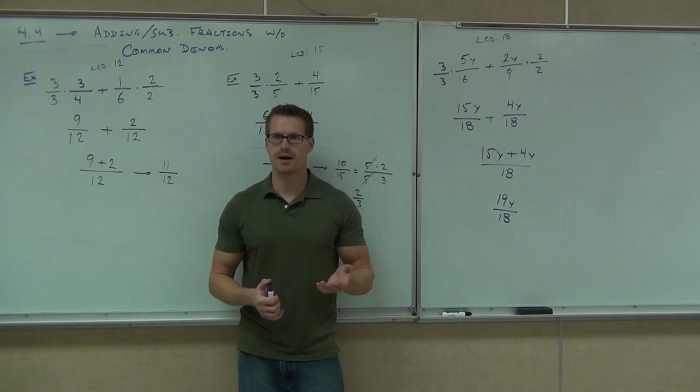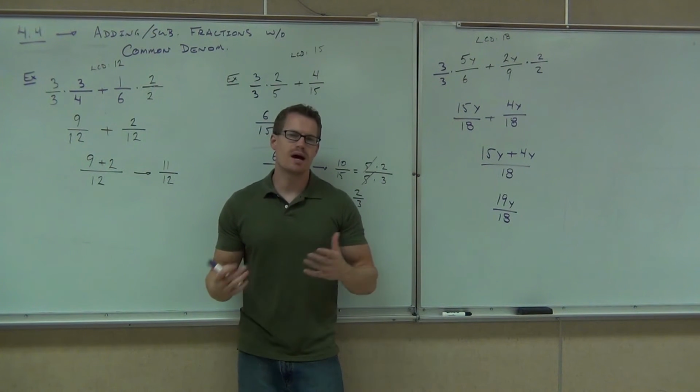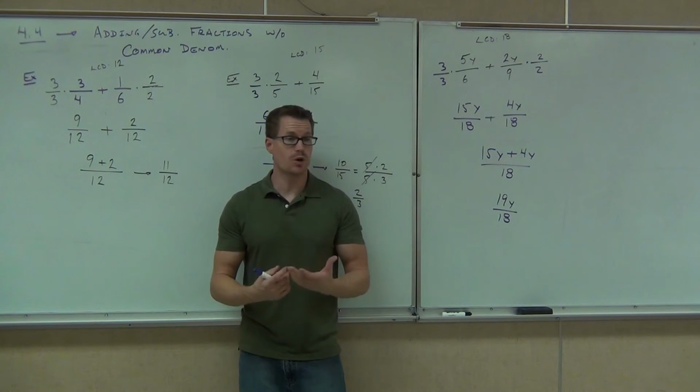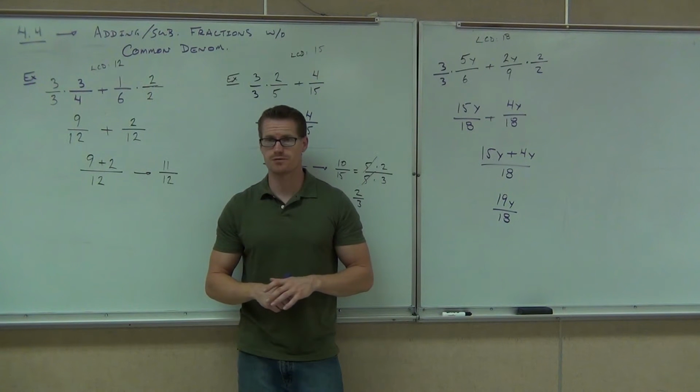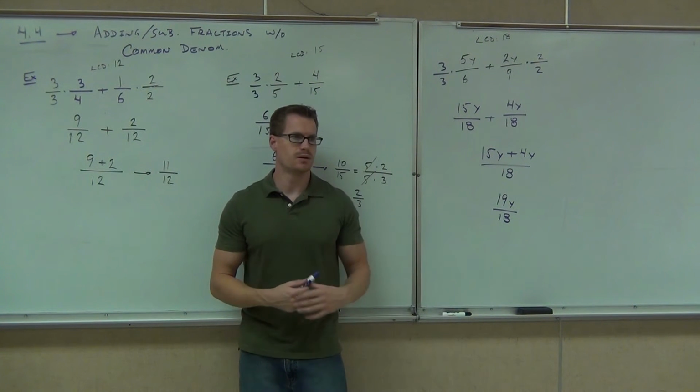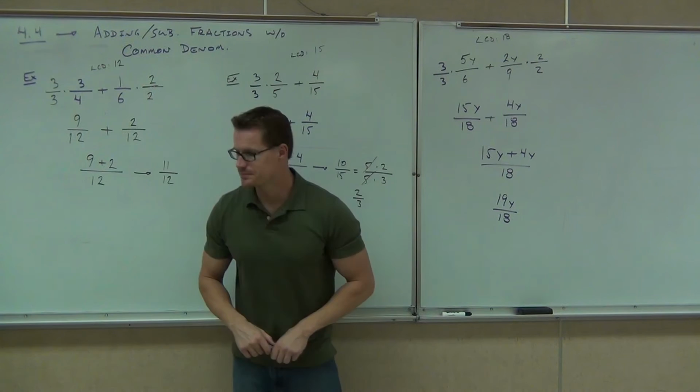No. Simplified means no common factors. These don't have any common factors. 19 is a prime number, so there's no way we can simplify it. You could write it as a mixed number. That's a difference, right? So if I'm not asking you for a mixed number, that's fine. If I am, then you have to go one more step.